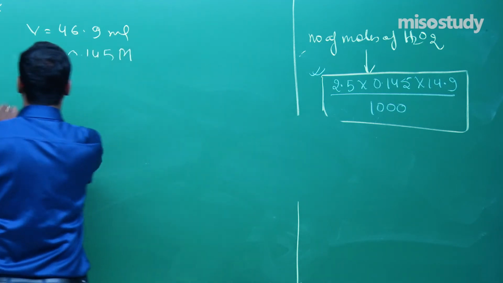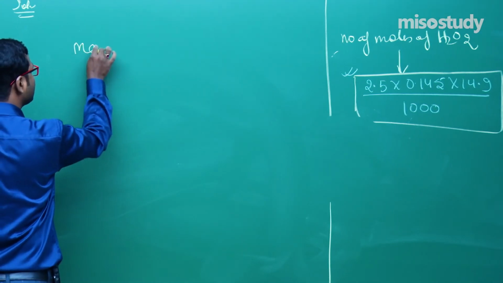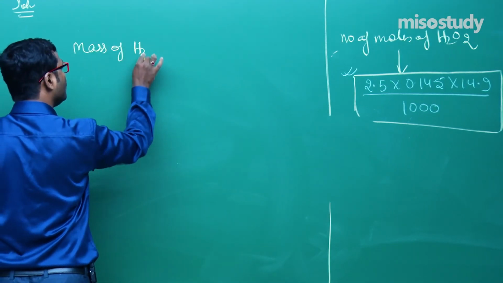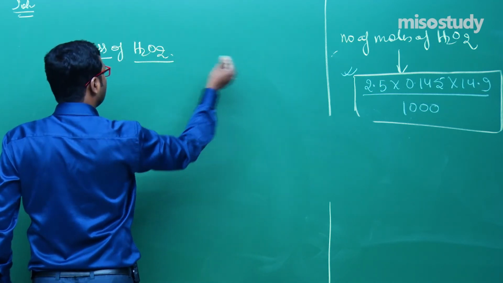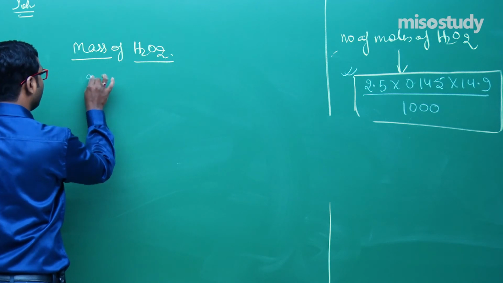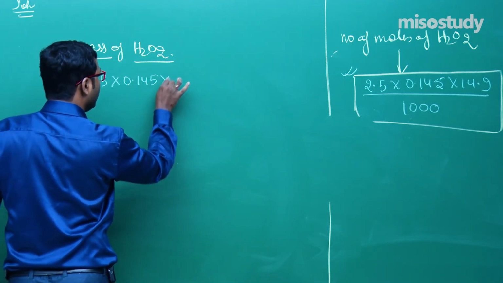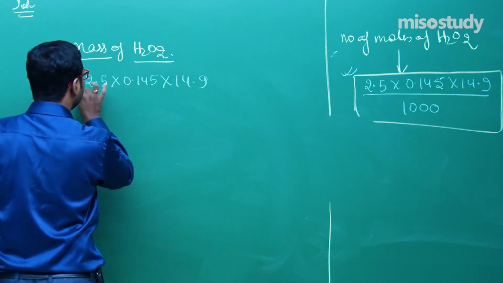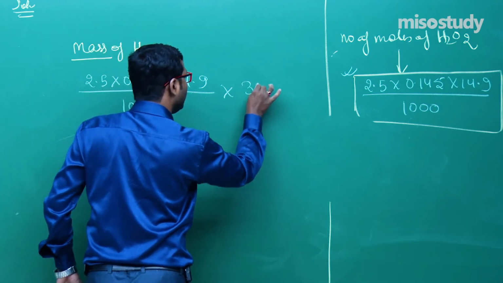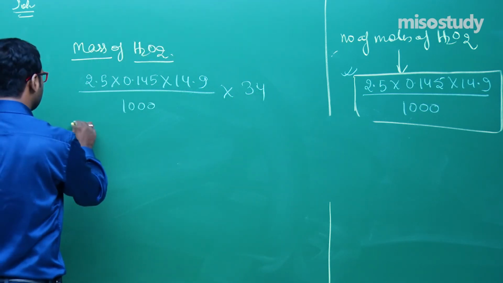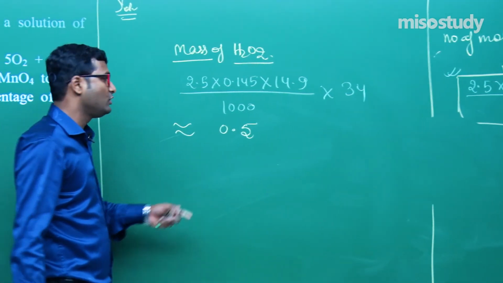We need a space to solve the complete question. So look at what I'm writing here. Mass of H2O2, clear to you? Mass of H2O2 in mole, that is 2.5 into 0.145 into 14.9 divided by 1000 multiply by 34. This is the complete mass. After solving, we get a value around 0.5, almost the value 0.5.